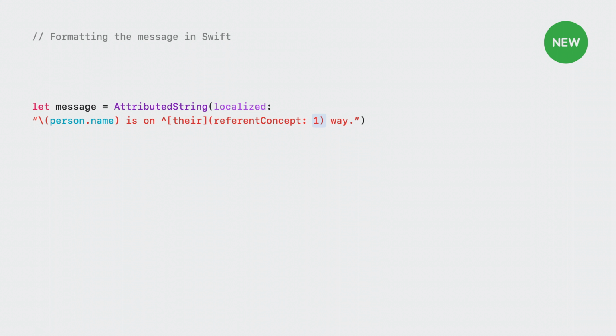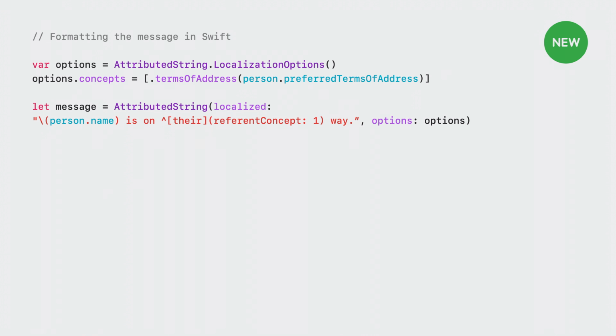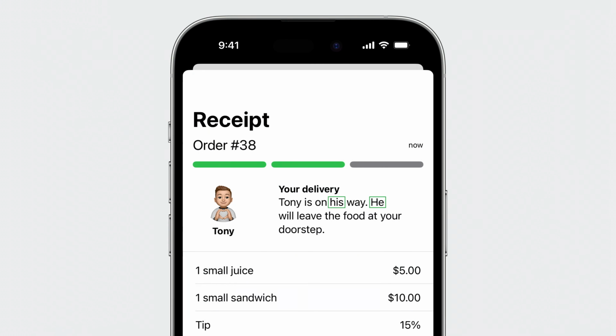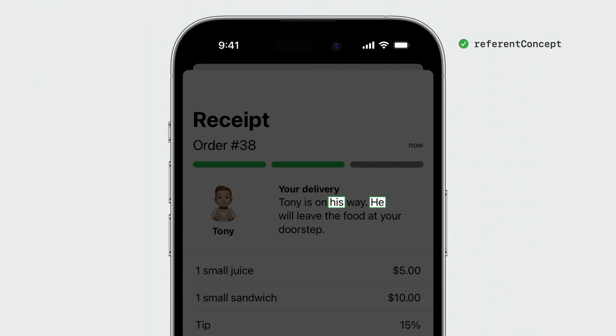You can apply referent concept to any third-person personal pronoun, and the engine will figure out what to replace it with. Now let's pass a terms of address inflection concept when inflecting the string. We assign this to the concepts property of localization options, just like we did earlier for grammatical agreement. Let's see how this changes our UI in English. Notice how their and they have been replaced by his and he.